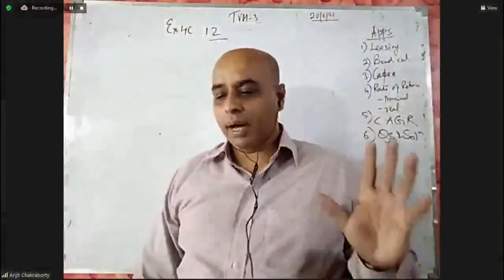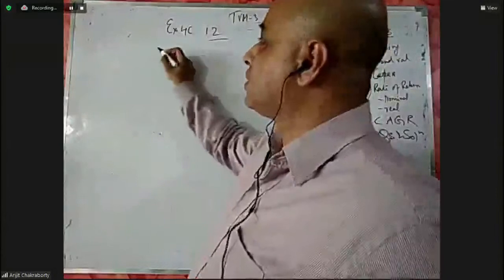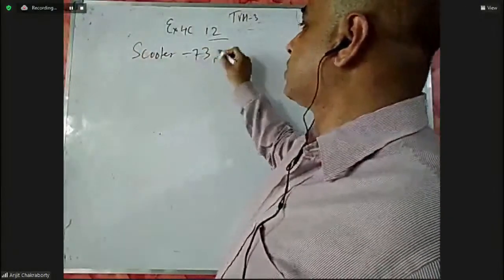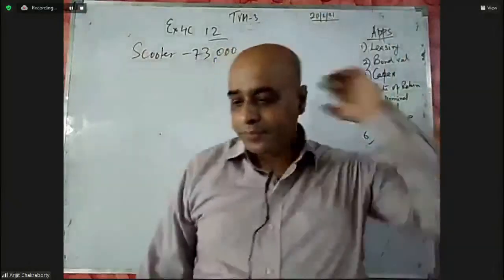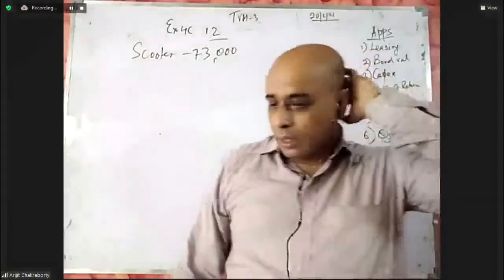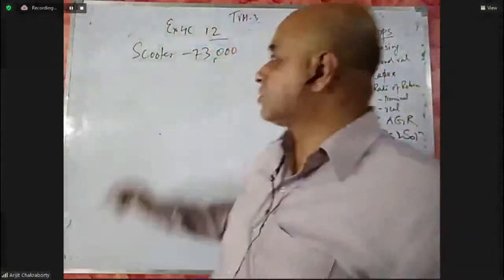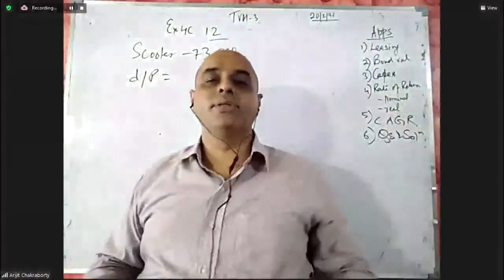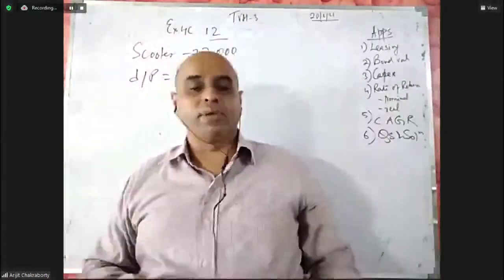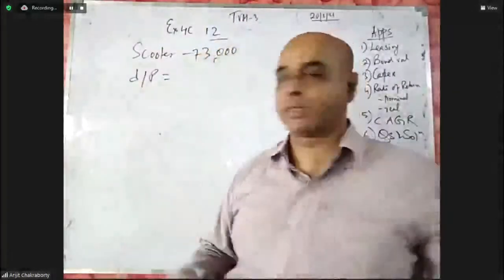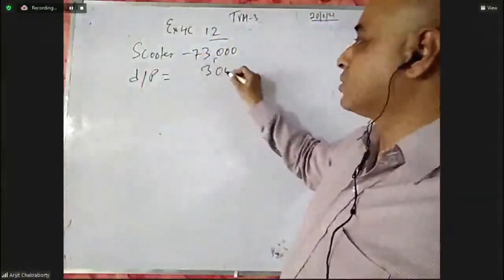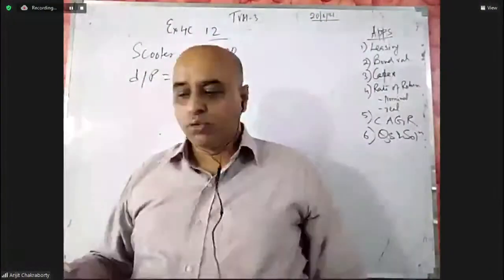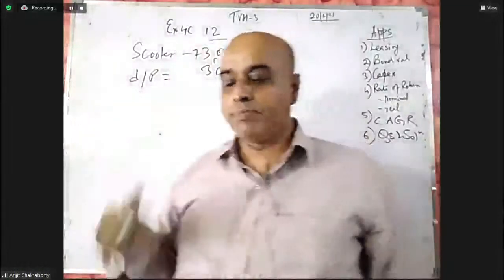Ram buys a scooter costing 73,000. The cost is 73,000. Now, a down payment is made of 3,000. I was explaining last day what a down payment is. Down payment is the immediate cash payment you make to buy whatever, a bike or a car or a laptop. So the down payment is 3,000. And he agreed to make equal annual payments for 4 years.